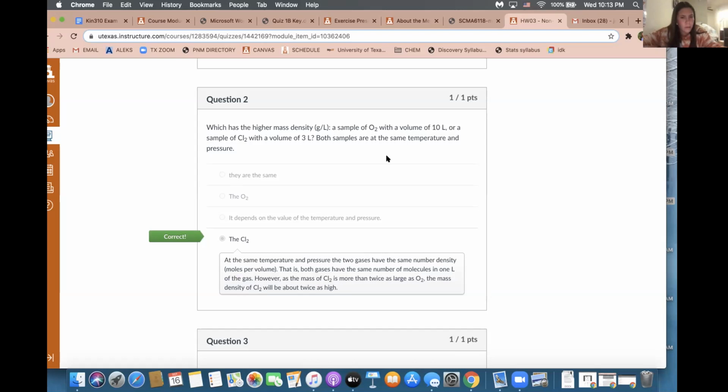Let me just read this. As the mass of CO2 is more than twice as large. This last sentence is like weird. As the mass of CO2 is more than twice as large as O2, the mass density. So the mass of CO2 is more than twice as large as O2. Oh, I see. So, like, you would just compare the, maybe 3. The mass of CO2 is more than twice as large as O2.